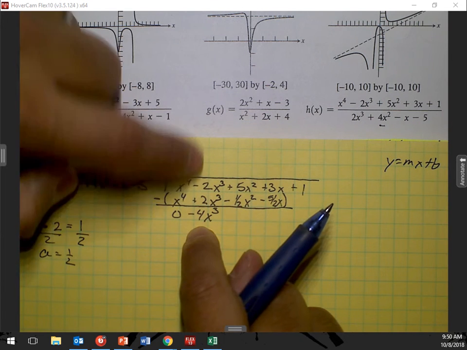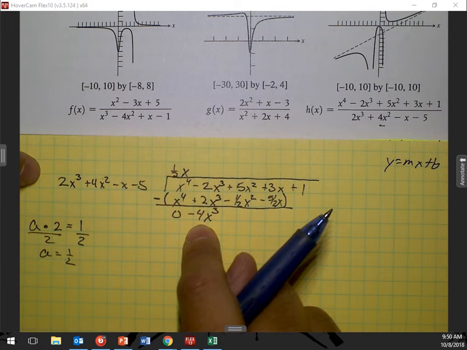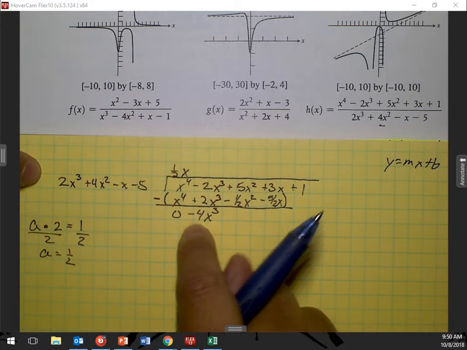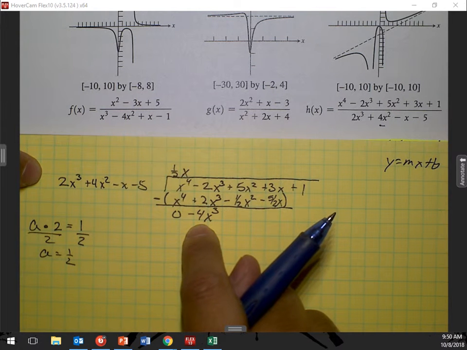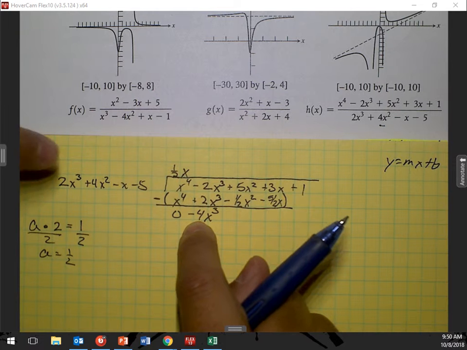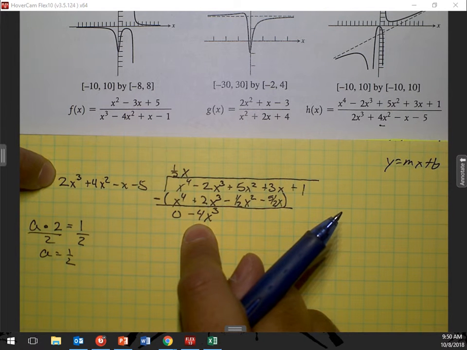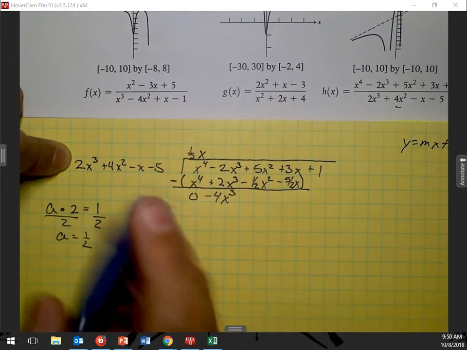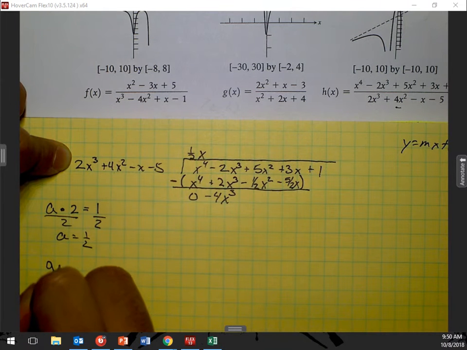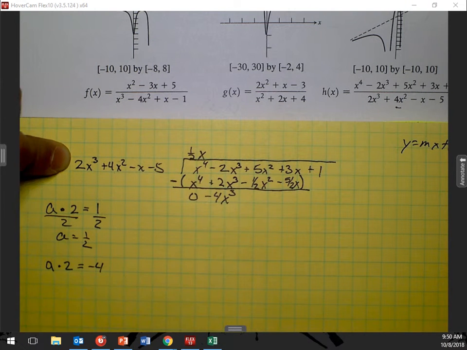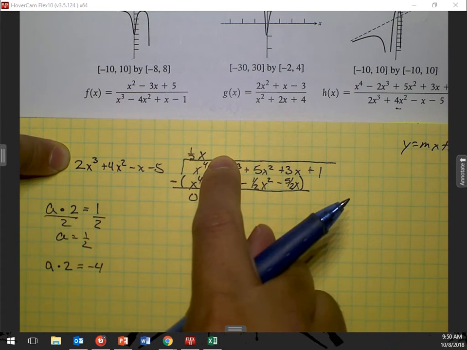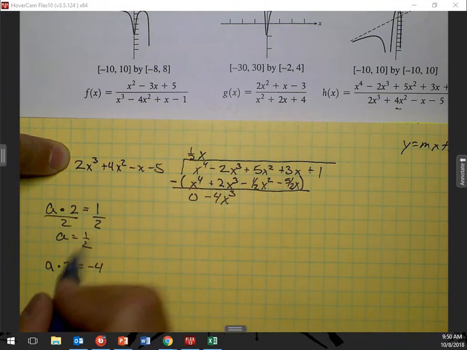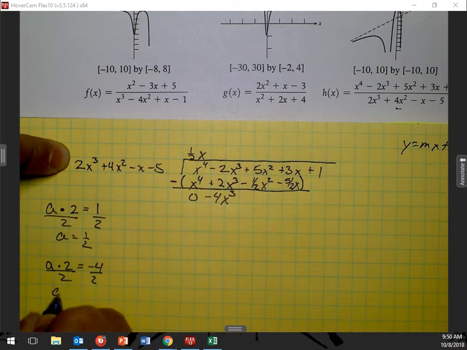All right, so we're here. Now the next thing I have to cancel out is what? Say negative 4. Negative 4. To cancel out negative 4, I'll do it again. In this case, it's going to be a times 2 equals negative 4. So I'm trying to figure out what number I have to multiply here. It's going to be divided by 2. A is negative 2. So now it's going to be negative 2.